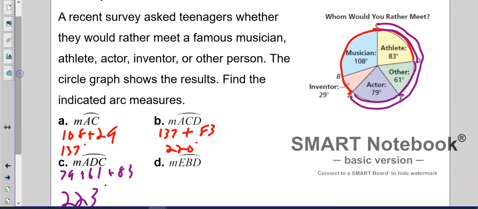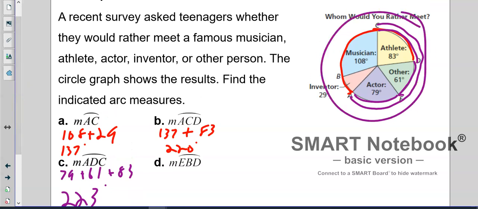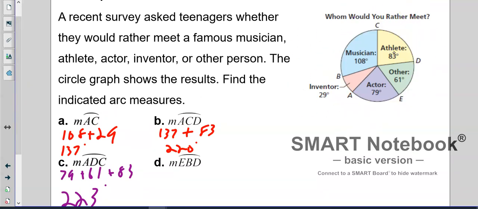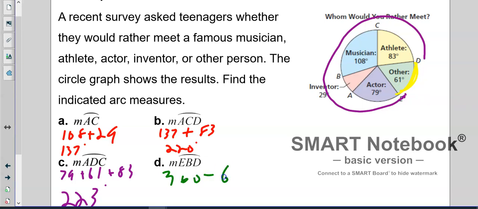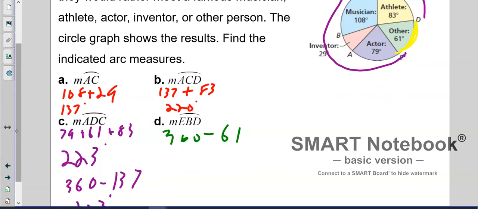EBD. I'm going to erase this. No, not. Try again. There we go. EBD. So I'm starting at E. I'm going towards B, all the way down to D. Well, that's not a lot of numbers to add up, but look, the only section that's missing is this one right here. So I'm just going to do 360 minus 61. Easy to do in our heads. 360 minus 60 would be 300, so one more would be 299 degrees.